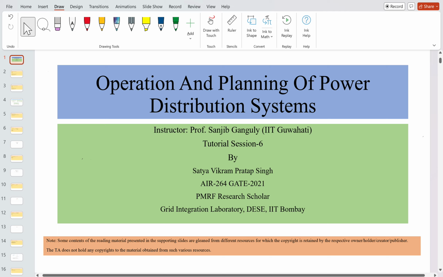So in this, we will see the reliability part. In the previous tutorial session, we have seen a few of the performance metrics like SAIFI, SAIDI, and various different types of indicators. So in this, we will go through the reliability basics and then build on some numerical parts that will help you to solve the current assignment. So without wasting time, let's move further.